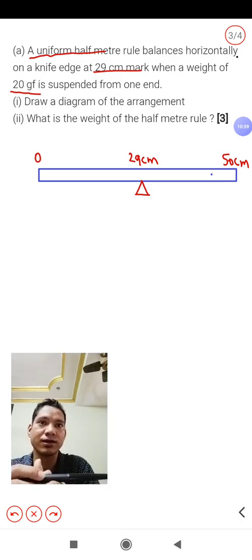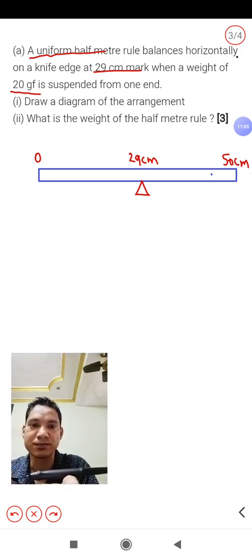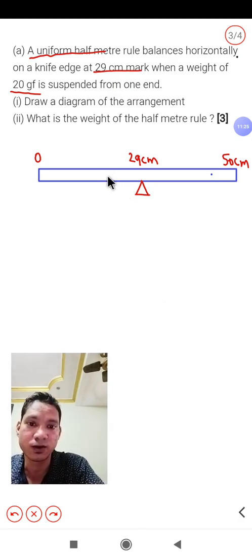It's too hard to balance this pen right now. Okay, now here the fulcrum is not at the center. The fulcrum is at 29 centimeter mark. The weight of the rod is always situated at the center. If you keep the fulcrum at the center, it will become balance. So first of all, you need to show the weight of the rod, and that is always at the center.